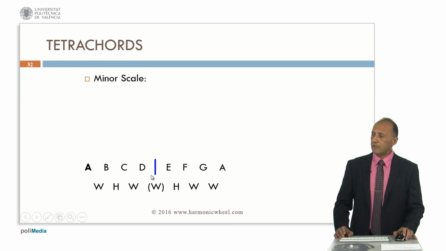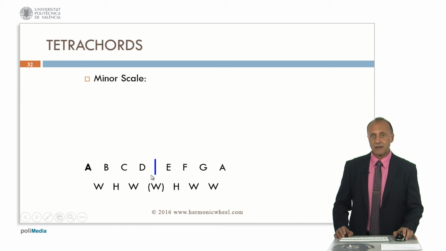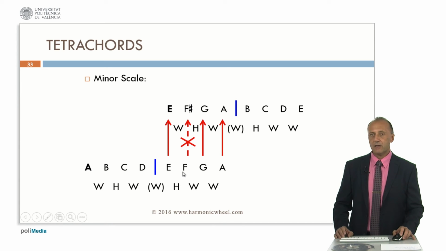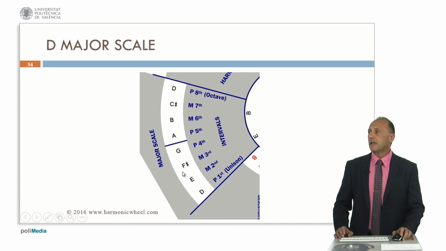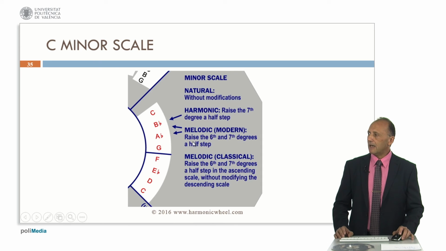If we try to do the same process with a minor scale, we cannot do it because now the 2 tetrachords have a different intervallic structure. First tetrachord is whole tone, half, whole, and the second one is half, whole, whole. So if we try to obtain a new minor scale starting with E, we need F sharp instead of F. Anyway, it is usual to divide every major and minor scale into 2 tetrachords, as we can see here, for a major scale, D major, and for a minor scale, as it is done in the musical abacus.